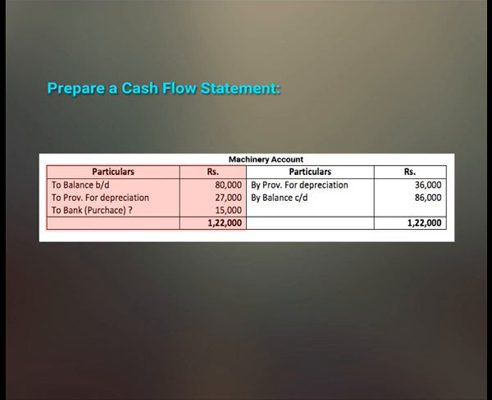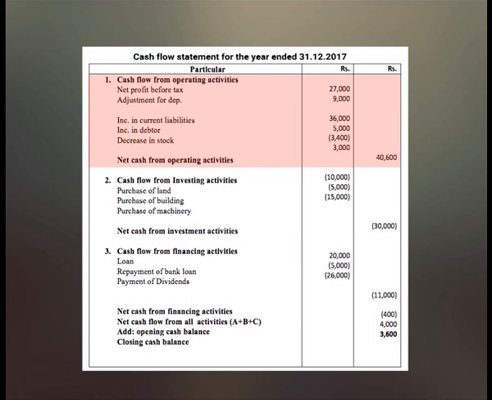As you can see in the solution, it is given with the machinery account. In the machinery account, we have opening balance 80,000. Then we will write provision for depreciation, which is 27,000. Then we have bank, which is basically the purchase, that is 15,000. On the credit side, we have provision for depreciation 36,000. Then the closing balance is 86,000. The total of both the sides is 1,22,000. Okay, now we can see the cash flow statement for the year ending 31st December 2017.